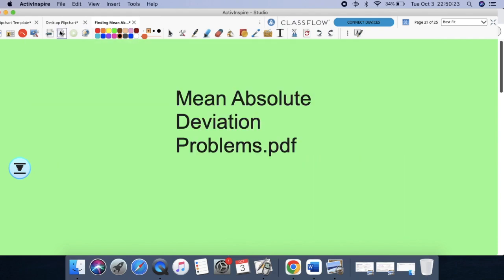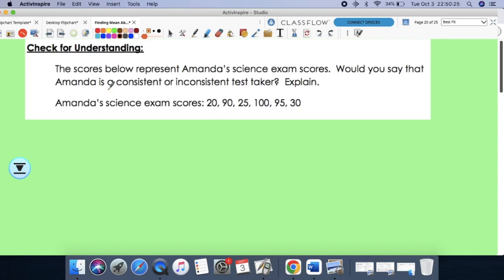So we'll do one more. Again, this says, the scores below represent Amanda's science test scores. Would you say she's a consistent or inconsistent test taker? So does she always get the same grade, or does she sometimes get a lot of different grades? Well, we can see that she's not consistent, right? So I'm going to write not consistent.